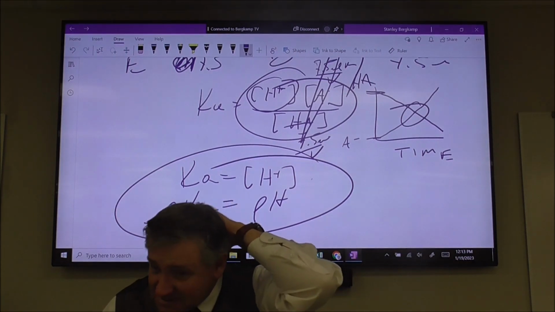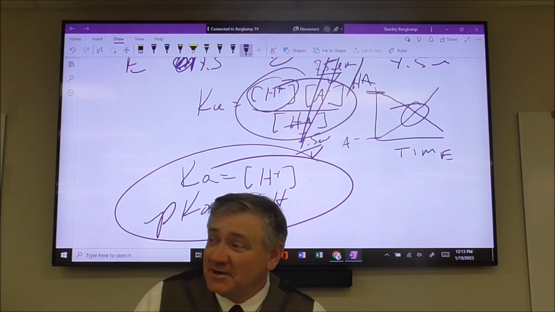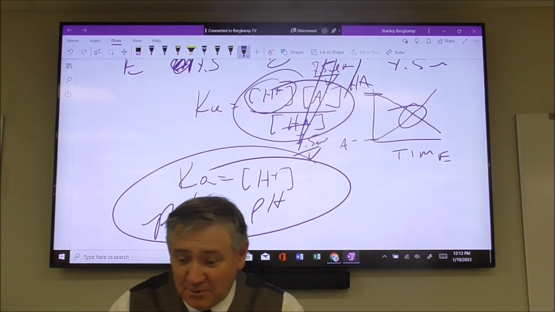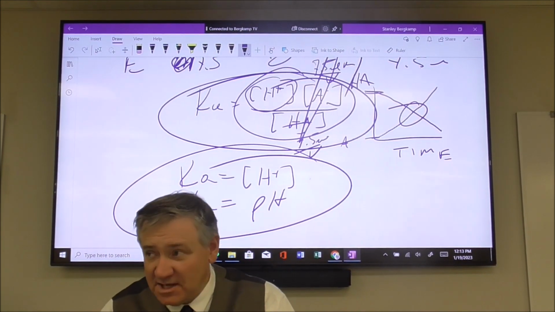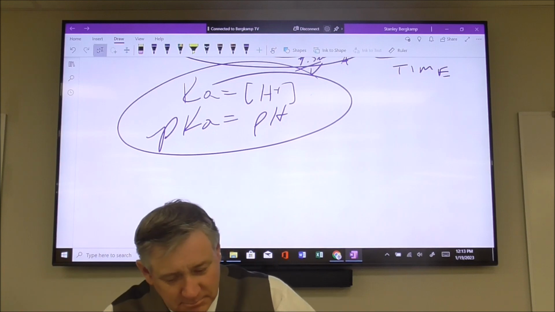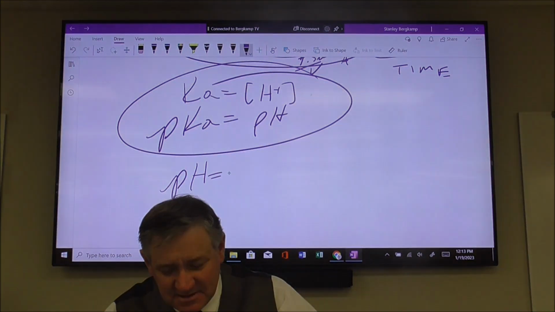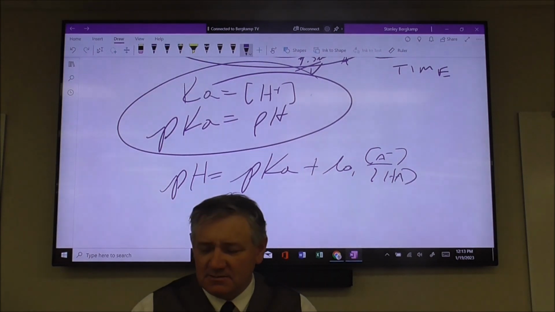Okay. So, if you're old school, that's the more traditional understanding of how Ka works. Now, if you're new school, I've got the Henderson-Hasselbalch equation: pH equals your pKa plus the log of your anion concentration divided by the concentration of your acid. It's cool.